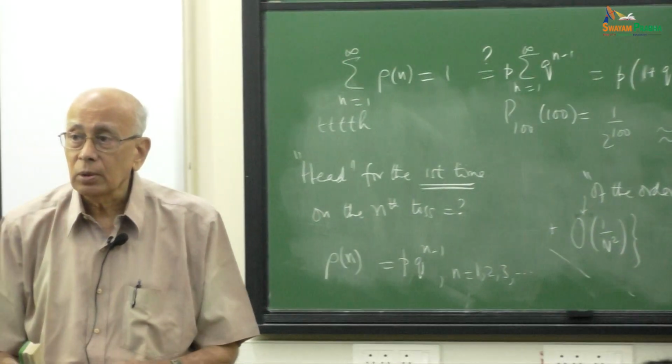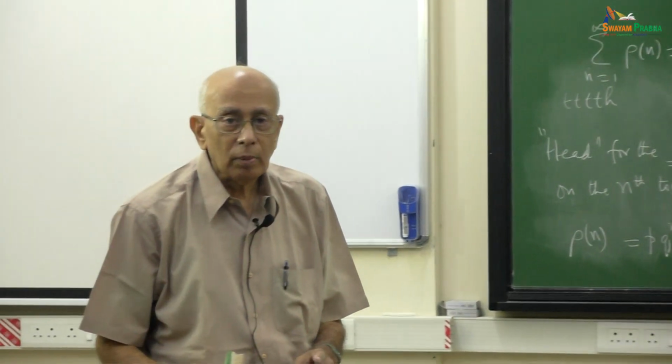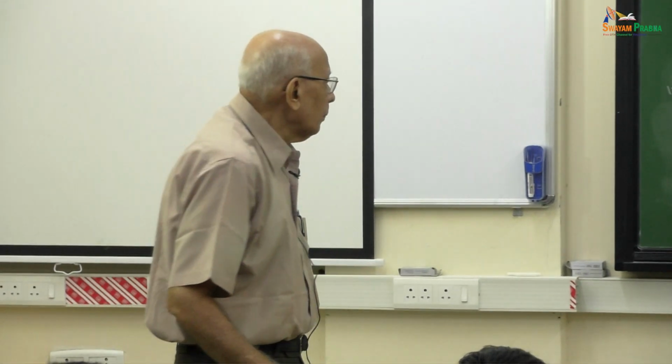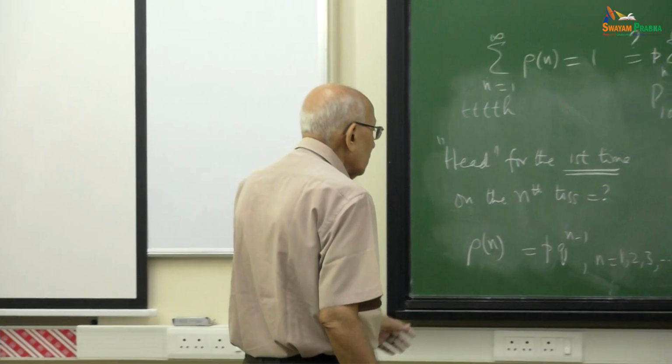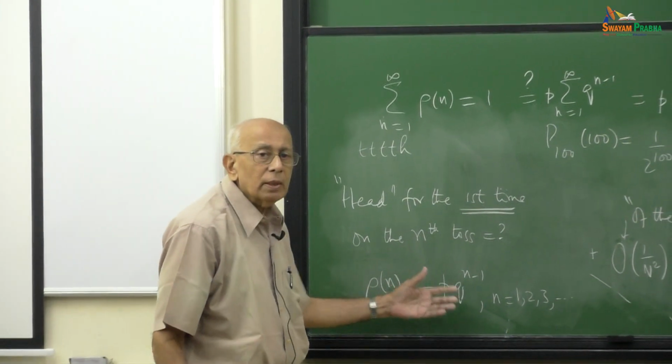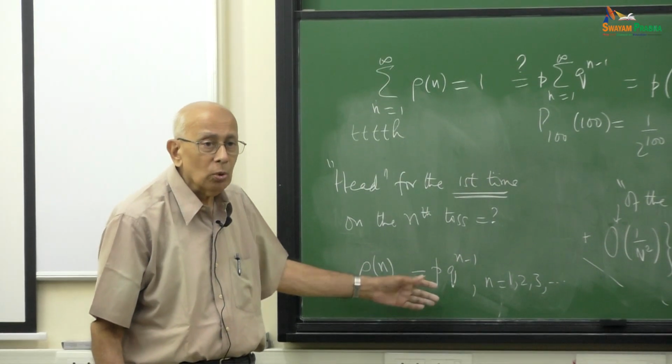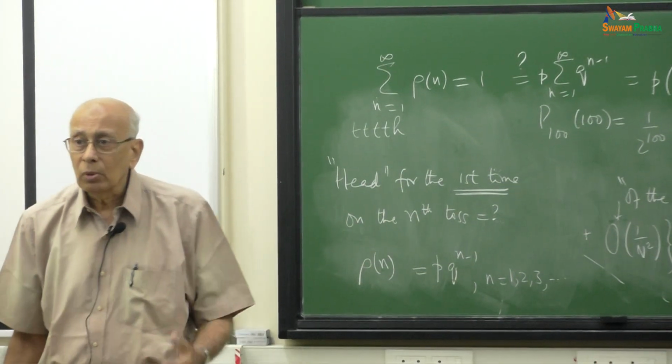So the probability is normalized to unity, as we put it. The total probability is 1. So it's a genuine probability distribution, and it has this funny behavior. What would you call this distribution in n? It's not a binomial distribution. There's no binomial coefficient. What would you call this distribution?